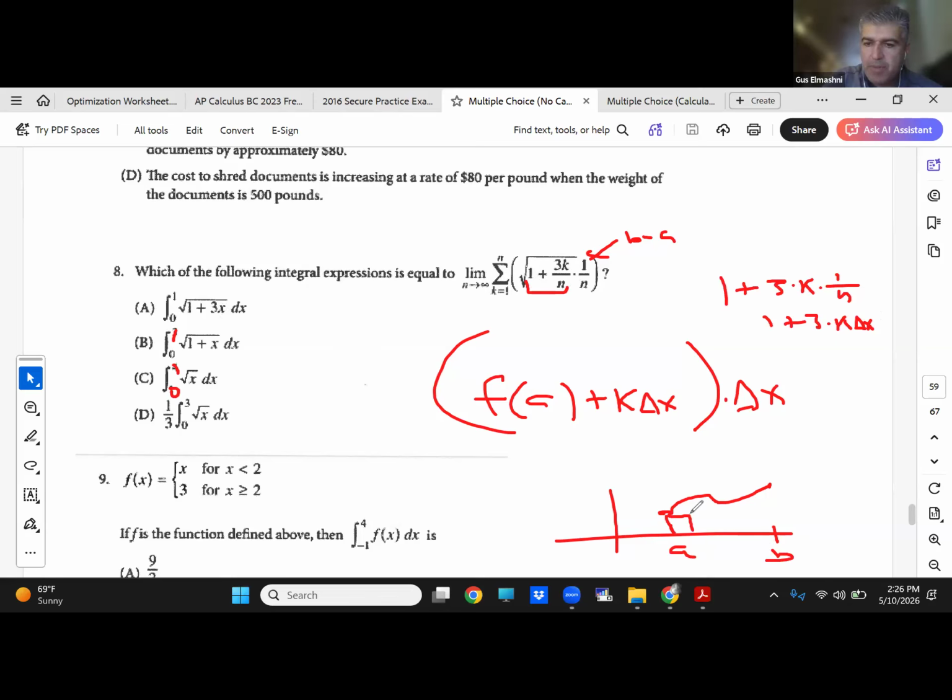You have all these subintervals. And obviously these subintervals are getting infinitely thin. That's why it ends approaching infinity. You have infinite intervals and you're going to make them super tiny. And that gives rise to a definite integral to get the true area.